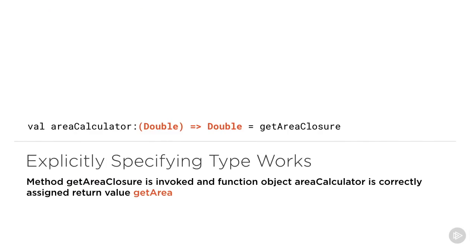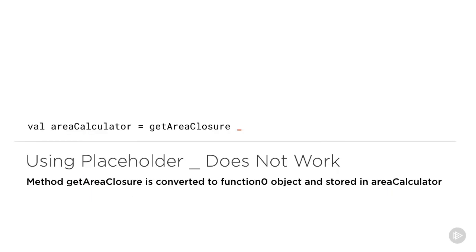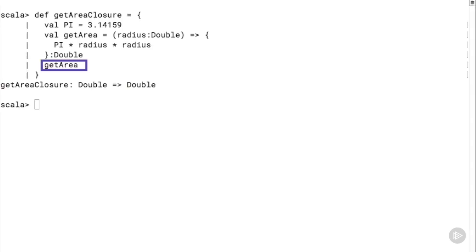If we explicitly specify the type of the function object on the left and we specify this type to be a double in and double out, then the method getAreaClosure will be invoked and its return value, that's the function getArea, will be assigned exactly as we would like. On the other hand, if we try to use the placeholder underscore, the wrong thing will happen. Scala will simply convert the method getAreaClosure into a function and store this in our function object on the left. This is not what we had in mind.